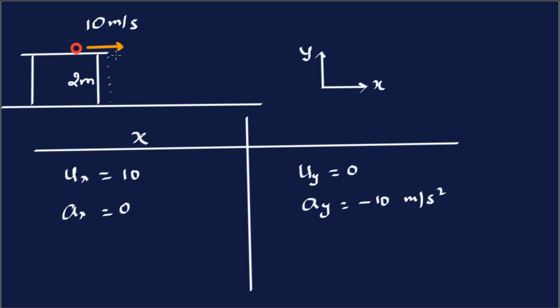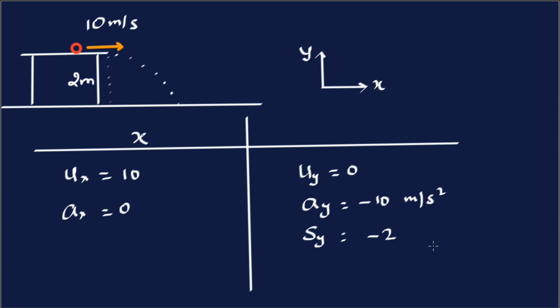Now the question is, how far away does it land? So the displacement in the y direction is going to be minus 2 meters. Why negative? Because I took the y-axis pointing upward as positive, so the acceleration and displacement both are negative.